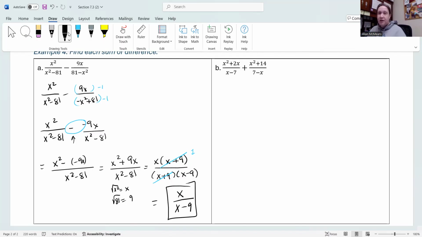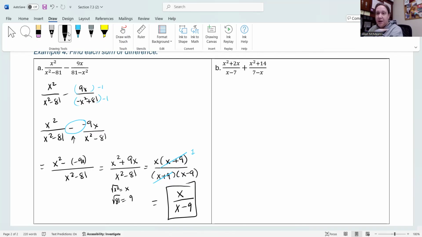So the method that the book shows you is to multiply the numerator and denominator by -1. I tend to do things slightly different, so I'll show you my method. Either method works. You'll get the same answer. Use the one you prefer, okay? So looking at part B, we have x squared plus 2x over x minus 7 plus x squared plus 14 over 7 minus x.